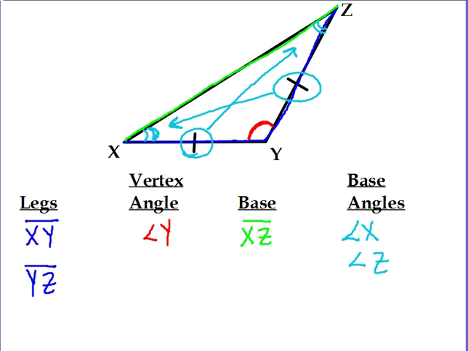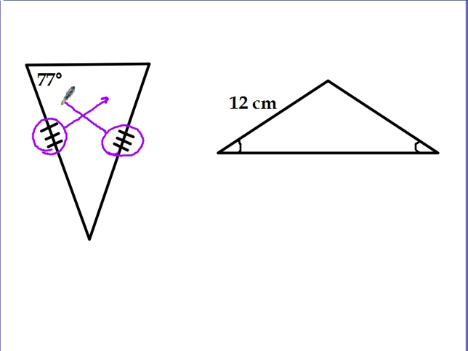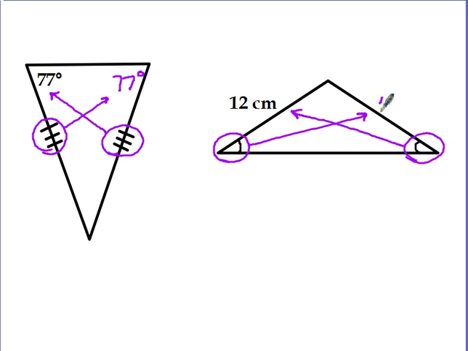So now if I wanted to find measures in isosceles triangles, okay, if this is 77 and these two are the same, that means this is also 77 degrees. And it works for angles as well. If I know these two angles are congruent, then that means these sides are going to be congruent. So this one would also be 12 centimeters. Okay, so it works both ways, sides and angles. So your base angles are always the same, your sides are always the same in isosceles triangles.